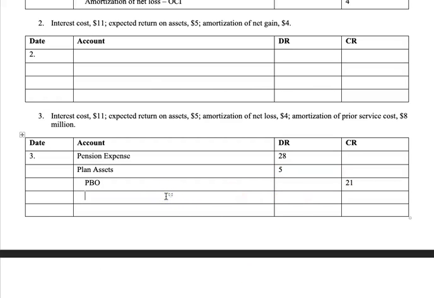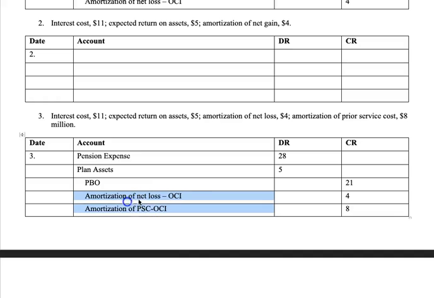All right, now what else do we need to show? Well, we need to do the amortization of the net loss, just like before, and that always goes to OCI. We're reducing that overall. So here we go, 4. And then last but not least is going to be our amortization of our prior service cost, okay? And that would be OCI as well, and that would go in as 8. There we go, amortization of PSC.